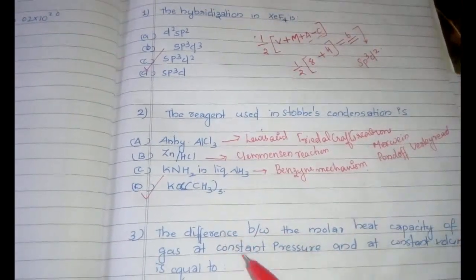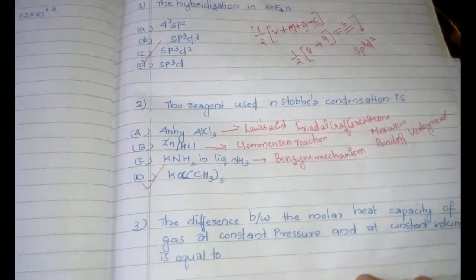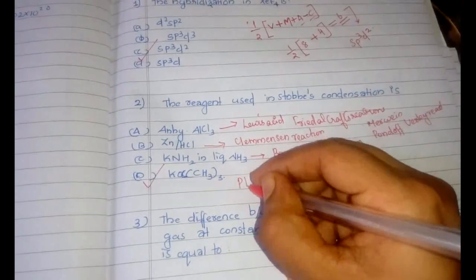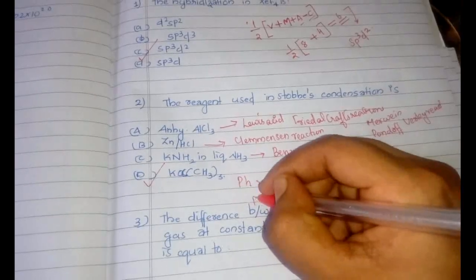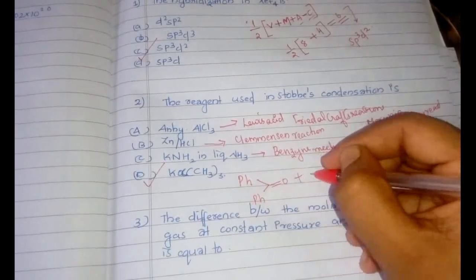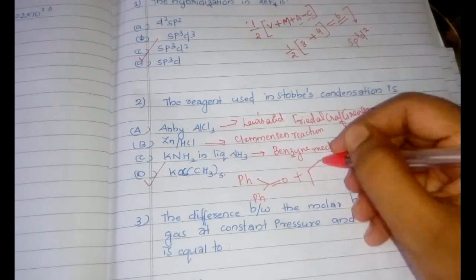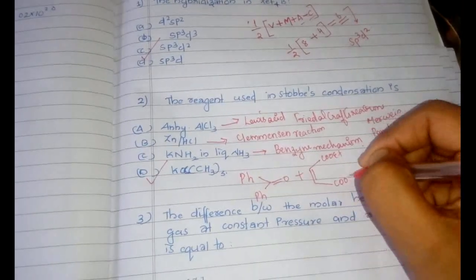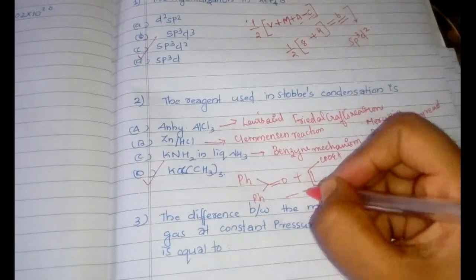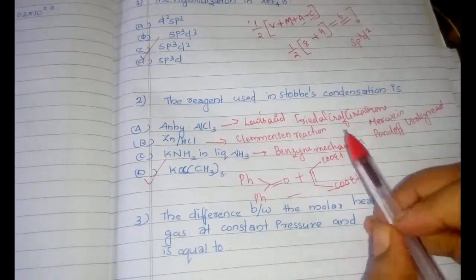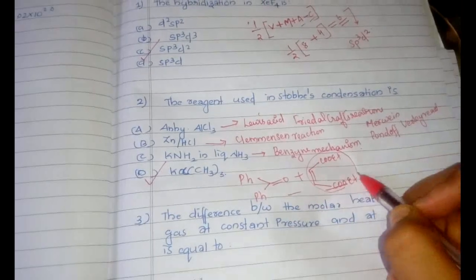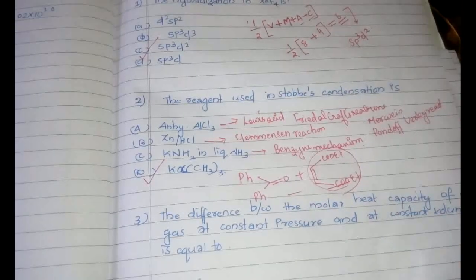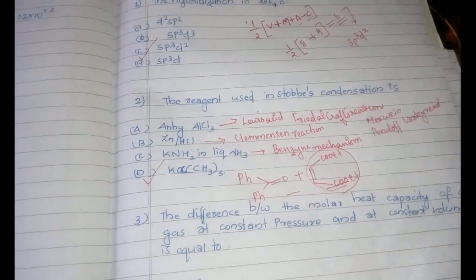Stobbe's condensation uses potassium tertiary butoxide. And what is the reaction? We can simply write the reaction like this. The reaction will be between a ketone and the diester of succinic acid. This is the reagent used for Stobbe's condensation. It is particular for this ester. We need not study the reaction completely. Just know these are the reagents used.